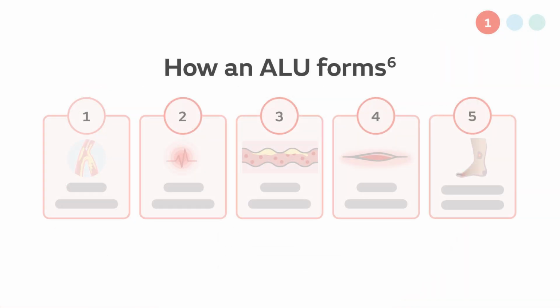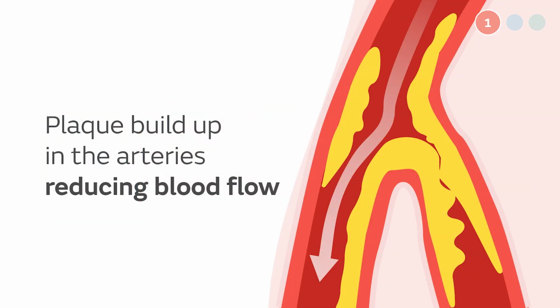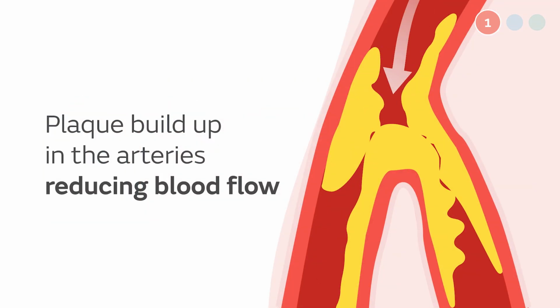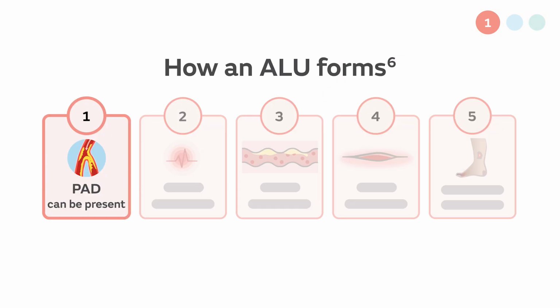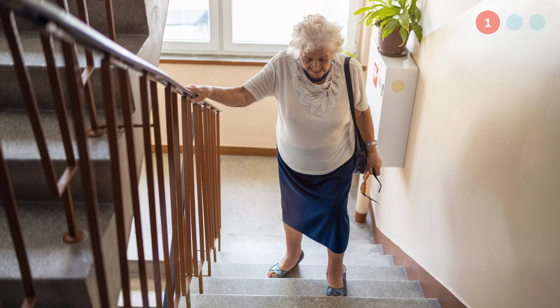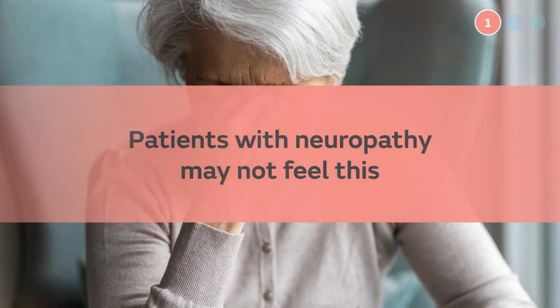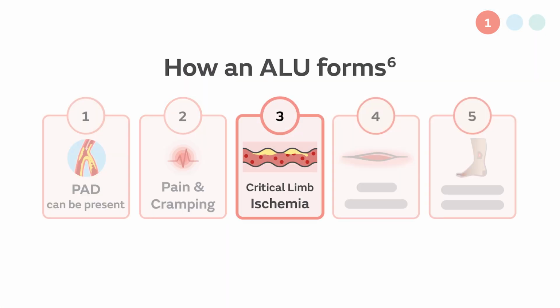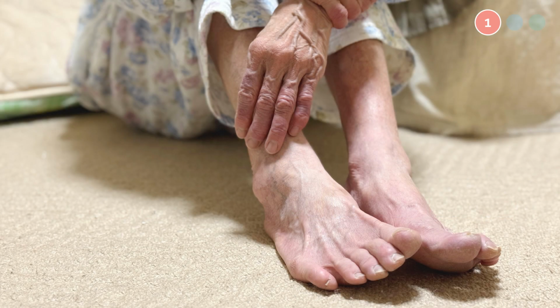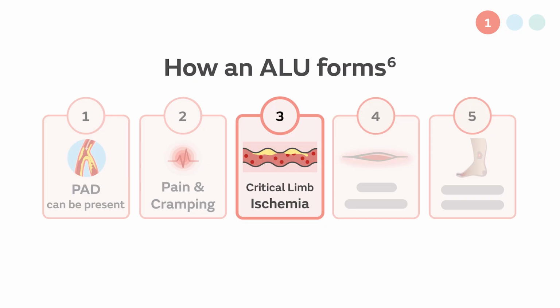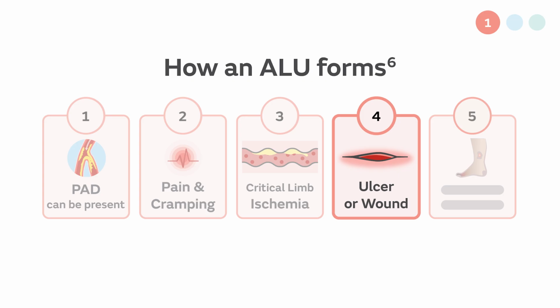Before the wound even forms, PAD can be present. It'll start as plaque builds up in the arteries, reducing blood flow. Next, your patient will begin to notice pain and cramping. First, after walking or climbing stairs, but later even when resting and sleeping, although patients with neuropathy may not feel this. As critical limb ischemia sets in, the skin on the feet or toes may turn pale or blue and feel cold. This is the point where an ALU may start to form.